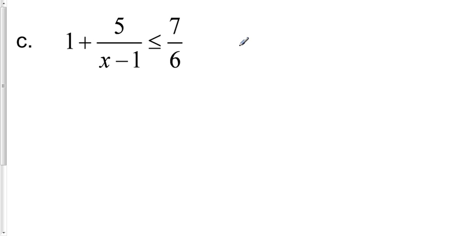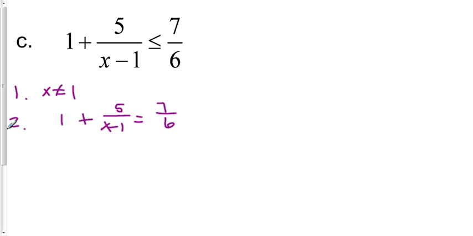Okay, video is getting long, but I'm going to show you one more example here. Let's start with the 3 steps. Step number 1, state the excluded value. This time x cannot be 1, because if you plug in 1, you'd have 1 minus 1 or 0. So x cannot be 1. Now let's solve the related equation. 1 plus 5 over x minus 1 equals 7/6.